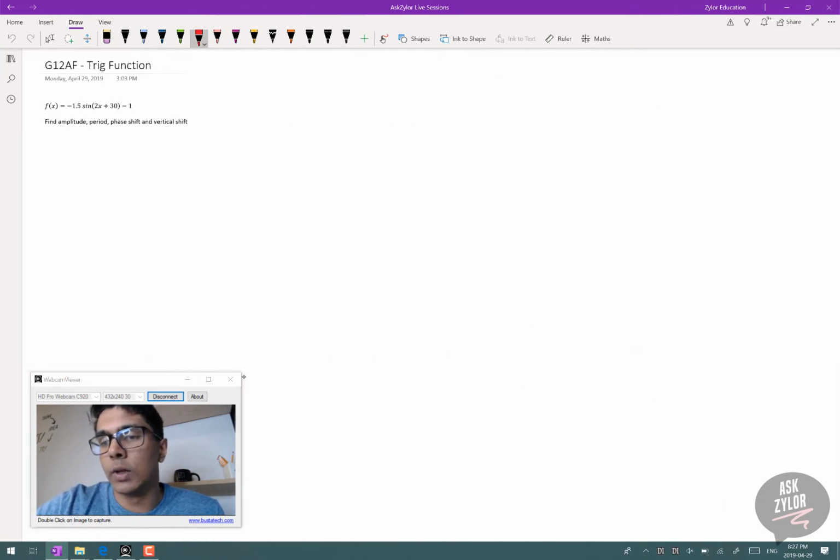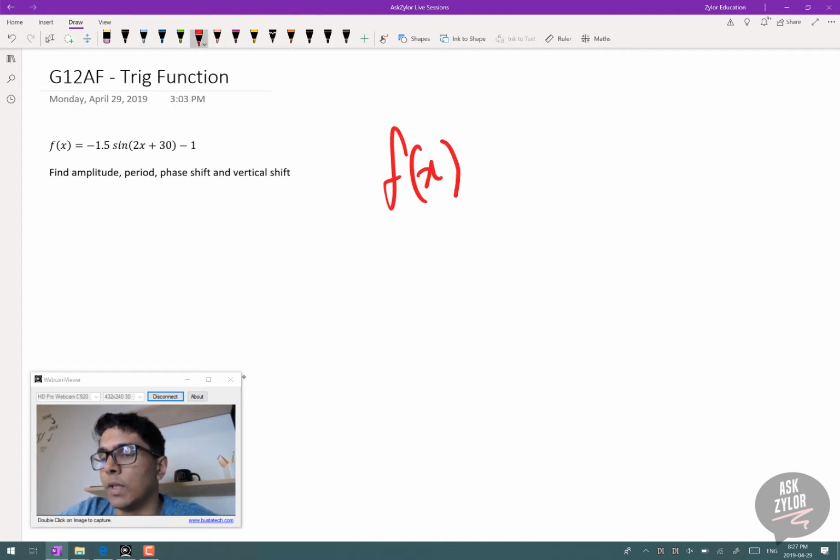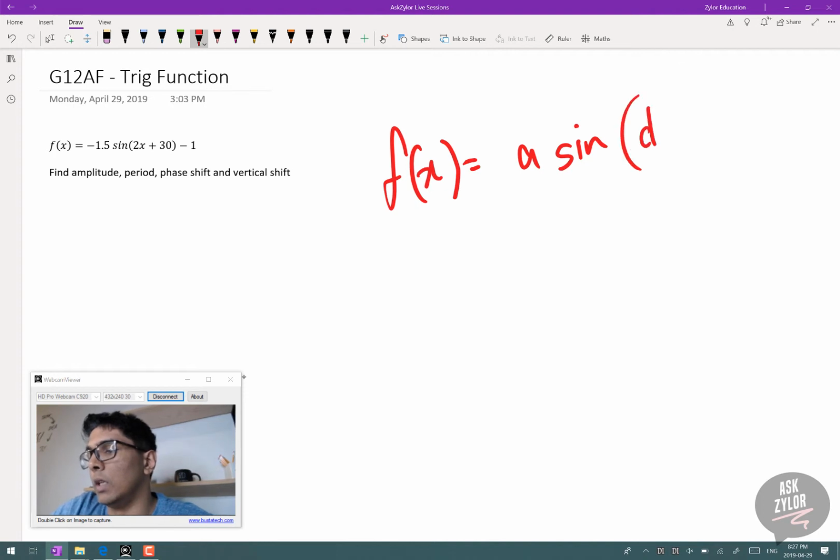So we'll do this question. It's a grade 12 advanced functions question dealing with trig functions and properties of transformations of trig functions. It's asking me to tell them the amplitude, period, phase shift, and vertical shift. The trig function usually takes the form f(x) is equal to a sine or cos of k(x minus d), and then plus c.